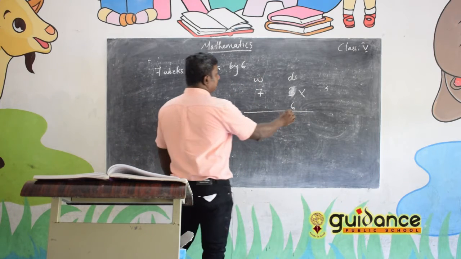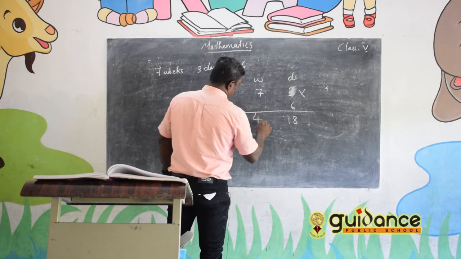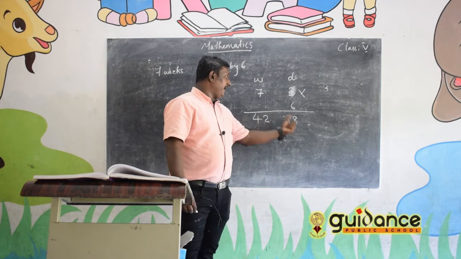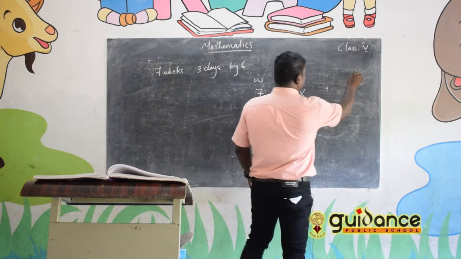Then 6 3s are 18, 6 7s are 42. Then the answer is firstly 42 weeks and 18 days. In 18 days, how many weeks can we consider? So we can divide 18 by 7.